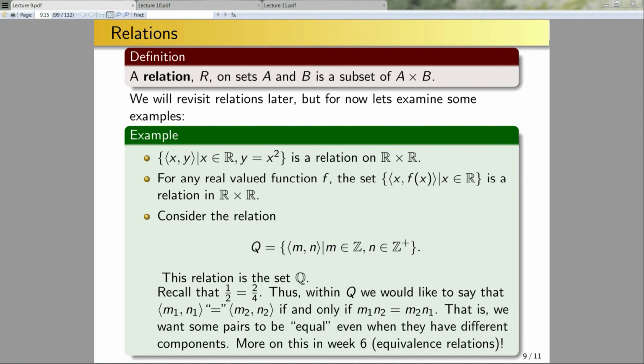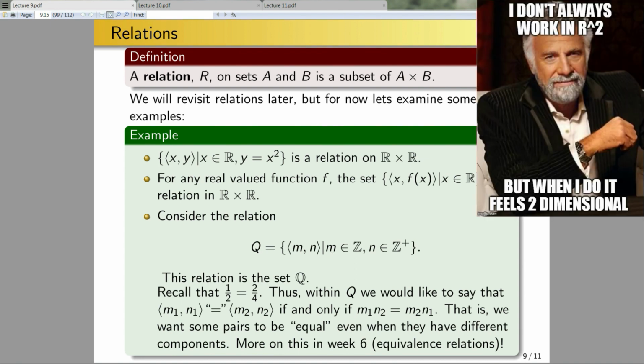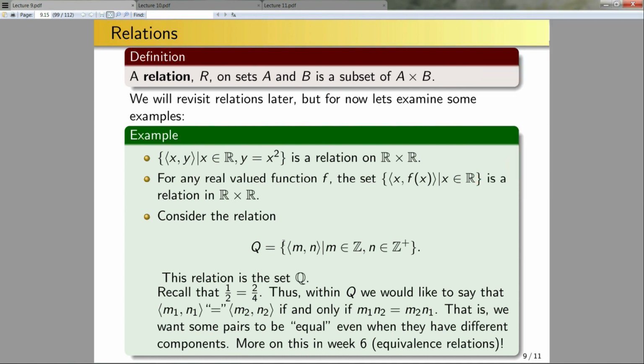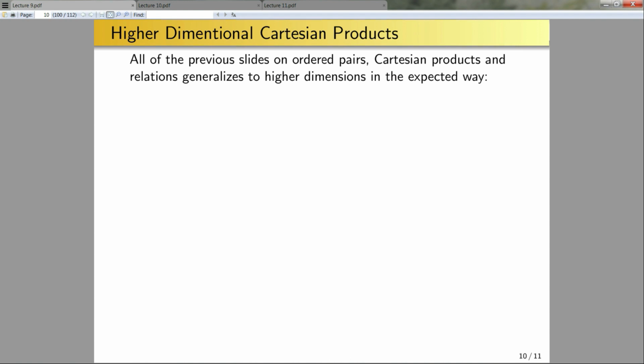So now when I'm working with functions or points, I don't always necessarily work with functions in the xy plane, and I don't always work with points in the xy plane. In particular, in Math 119, you're now doing higher dimensional calculus. So I can ask the natural question, do these concepts that I've just introduced still hold in higher dimensions? The answer to that is yes. So higher dimensional Cartesian products.